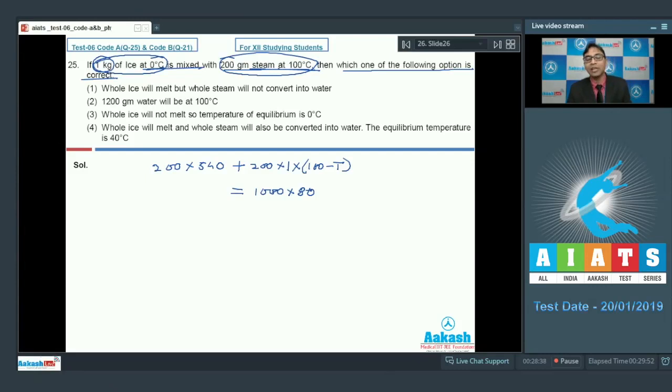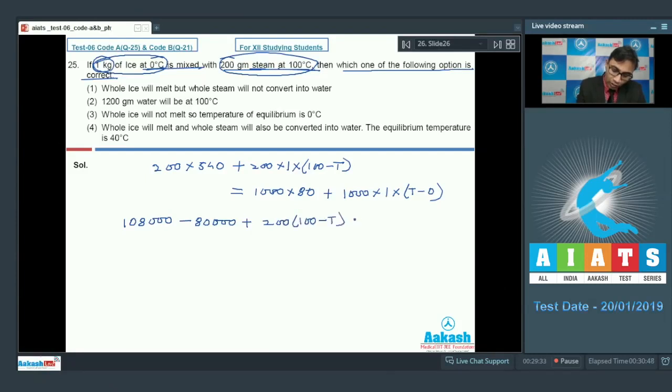Now its temperature will increase because it has been converted into water. The temperature of the water will increase, and we have assumed that the final temperature is T. So the heat gained by the water will be equal to m s delta T, that is 1000 into specific heat of water, which is 1, into delta T, which will be T minus 0, since initial temperature is 0 and final temperature is T. So when we solve it, we will get 108,000 minus 80,000 plus 200 into (100 minus T) will be equal to 1000 into T.